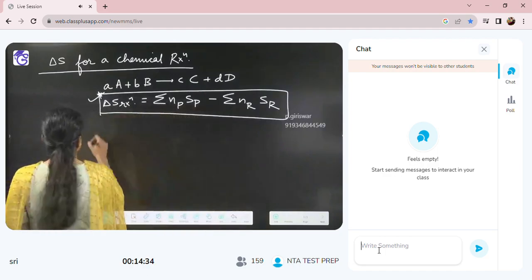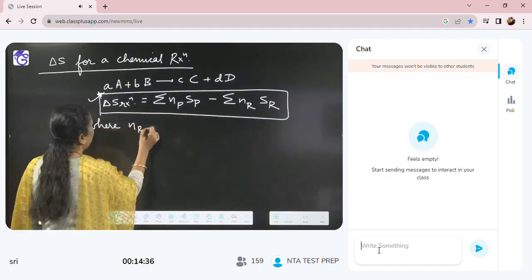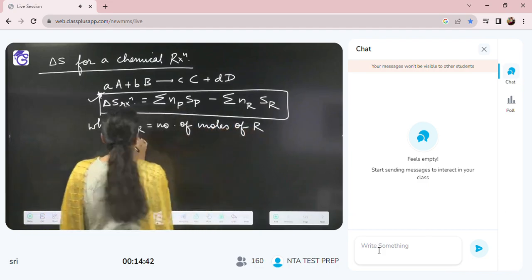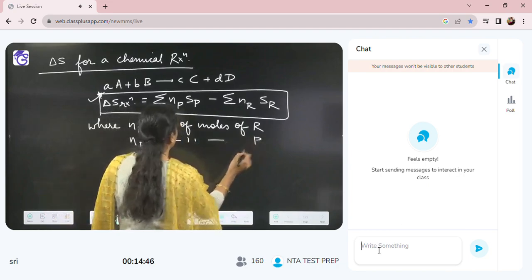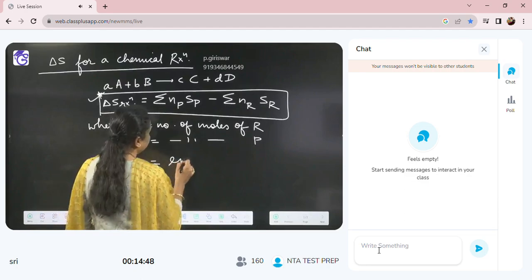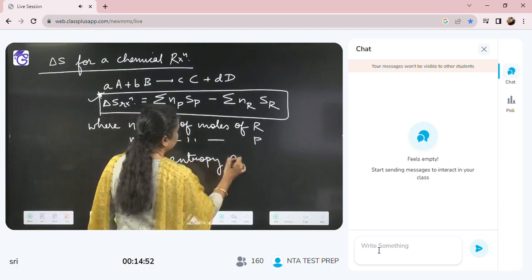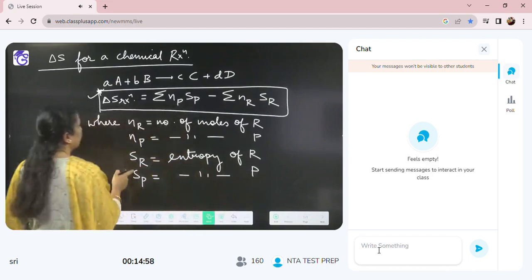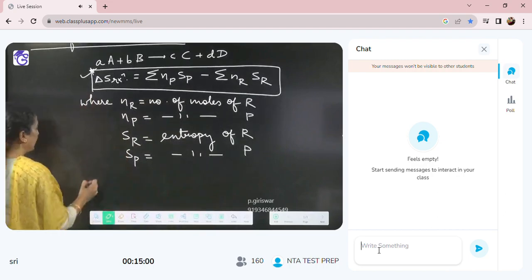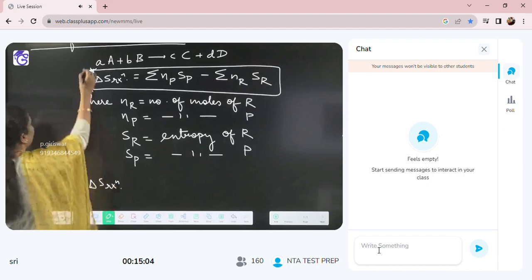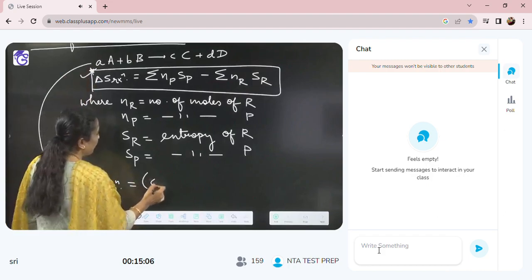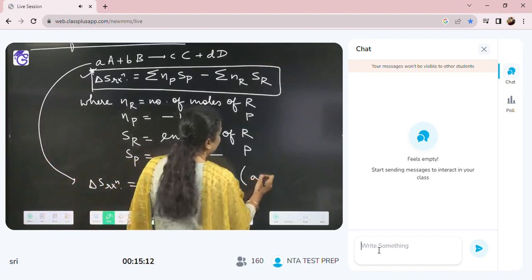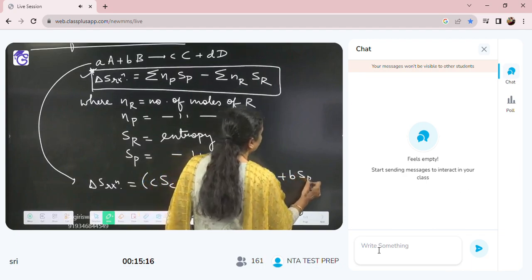Now here I am writing where NR is number of moles of reactant, and this one is number of moles of product. SR is basically entropy of reactant, and SP is entropy of the product. Now for this particular reaction, if I have to find out deltaS for this reaction, that will be number of moles of C into entropy of C plus D into entropy of D minus A into entropy of A plus B into entropy of B. Simple.